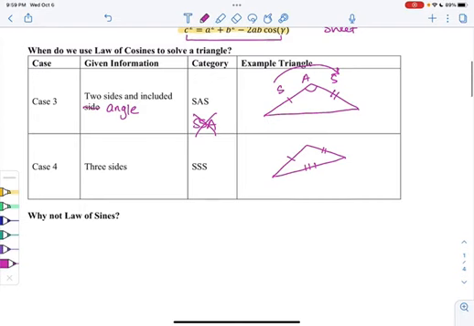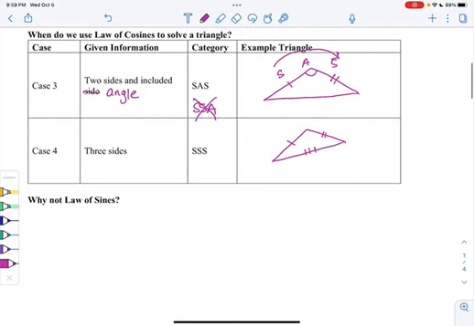So why can't we use law of sines in these cases? Well, I think it helps to think about our alpha, beta, gamma, and then a, b, c. So for the SAS, we are given two sides. So let's say it's just a and b, but then we're given the angle included between them, and the angle included between them can't be alpha or beta because those are the angles that are across from them. So in between them has to be that angle gamma.